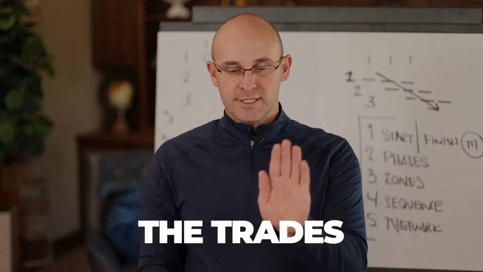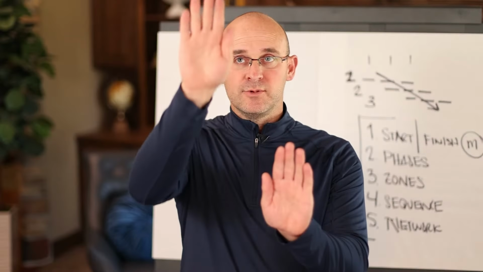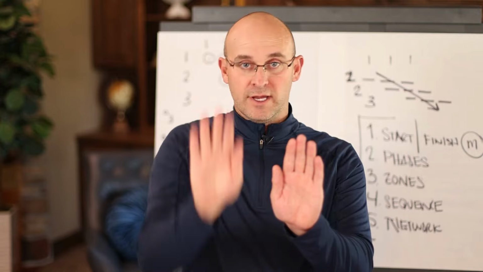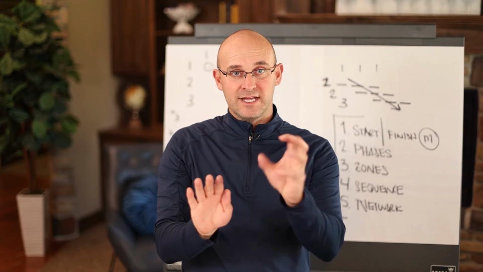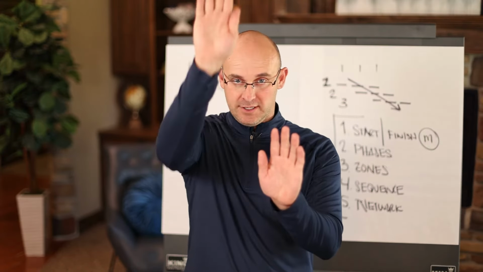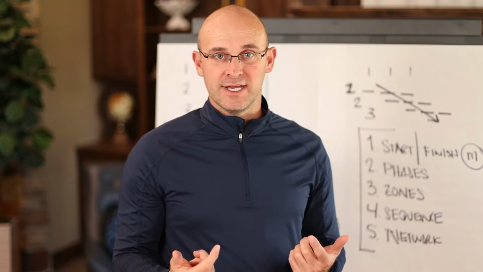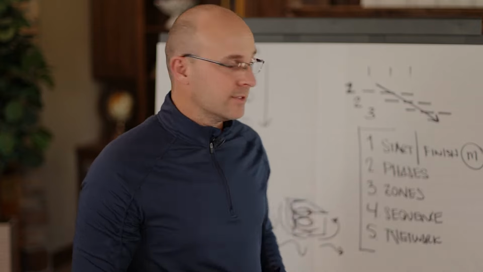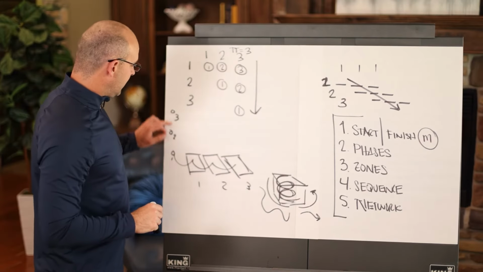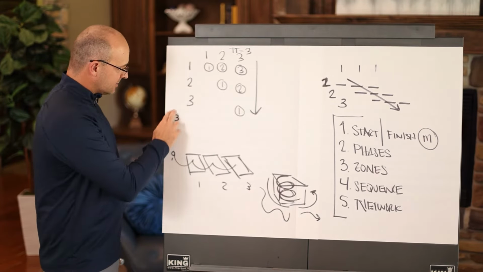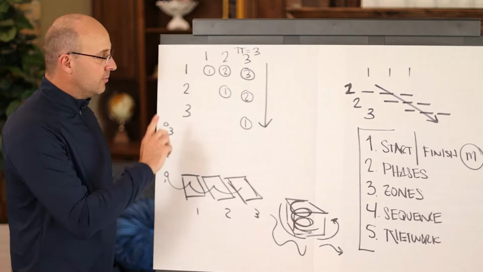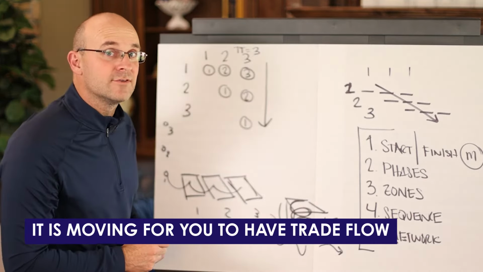And what moves through to complete the work? The trades. Those trades move from area to area, from zone to zone, so they have to be flowing. So this work gets done faster as work flows. What we need to flow are the trades. Now this is why takt is so important. When you create these takt sequences, not only are they in a sequence that is logical, moving in the same direction and in the same order, but it's moving so that you have trade flow.